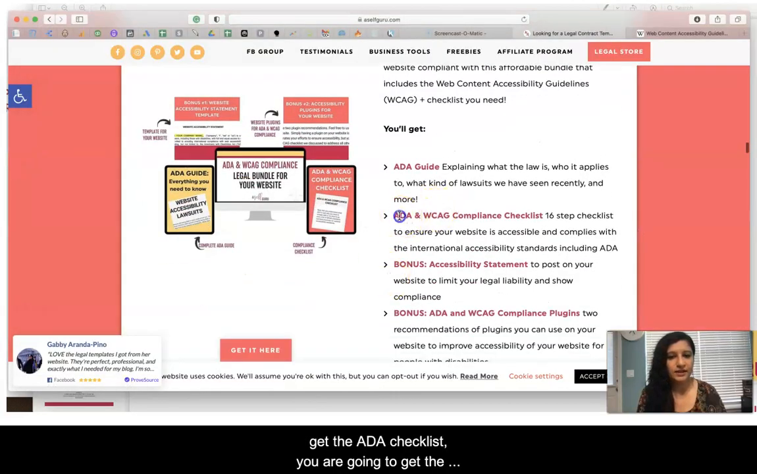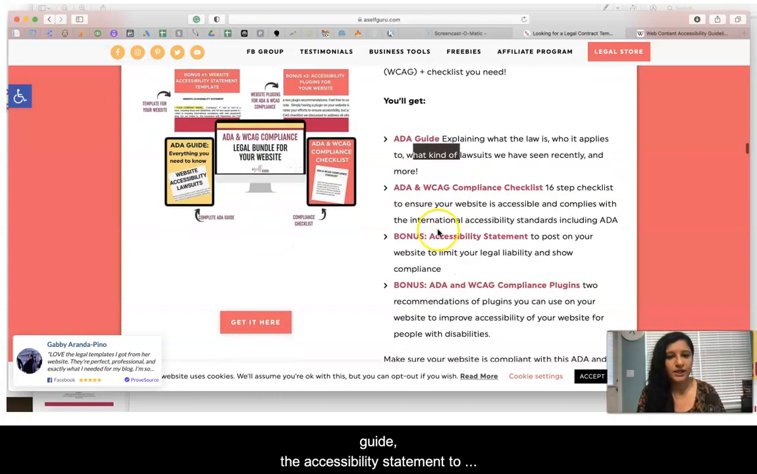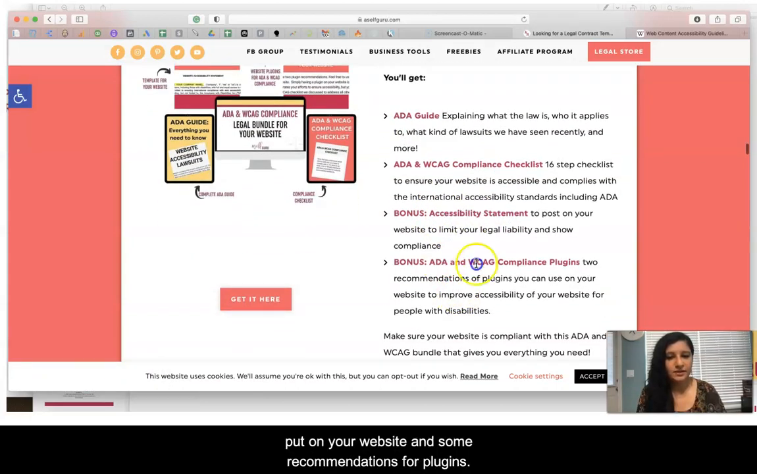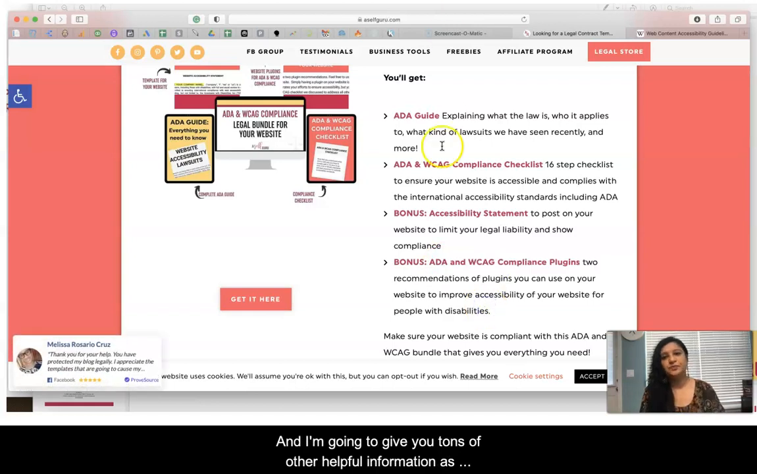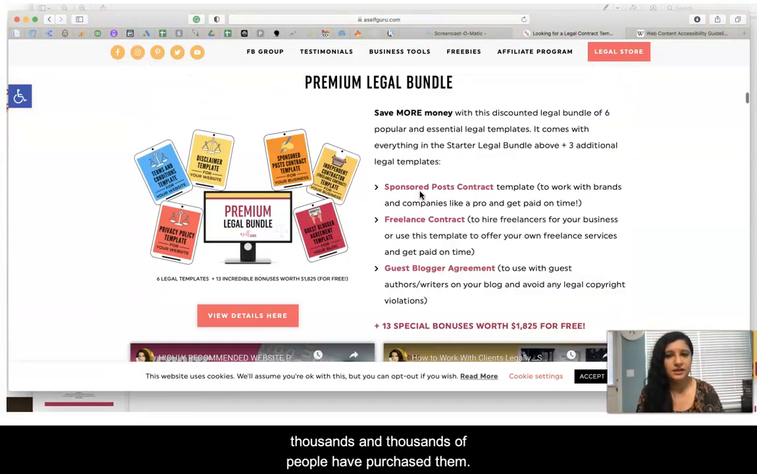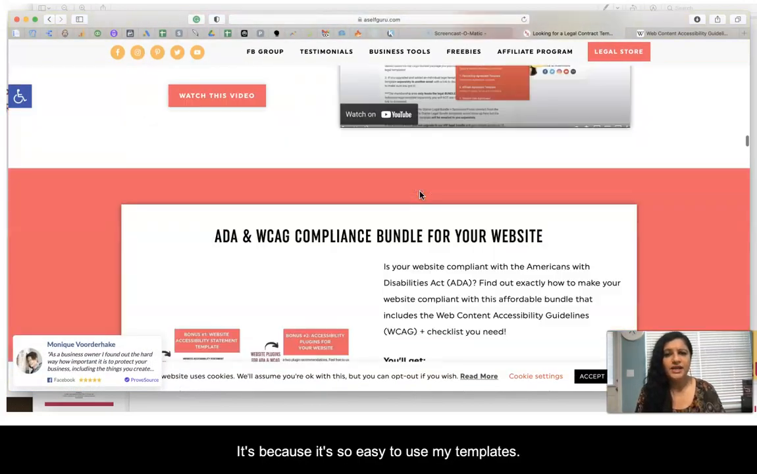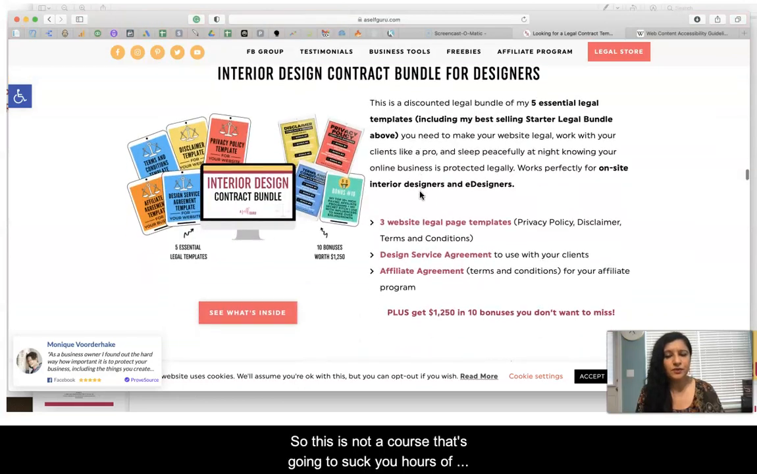So once again, you're going to get the checklist, the guide, the statement to put on your website, and some recommendations for plugins. And I'm going to give you tons of other helpful information as well. And if you're familiar with my templates, you've seen that thousands and thousands of people have purchased them, because they're so easy and simple to use.